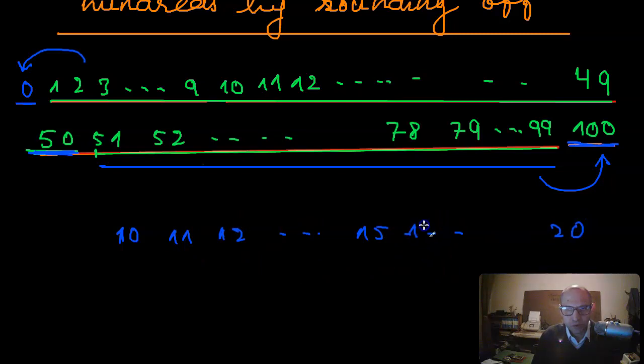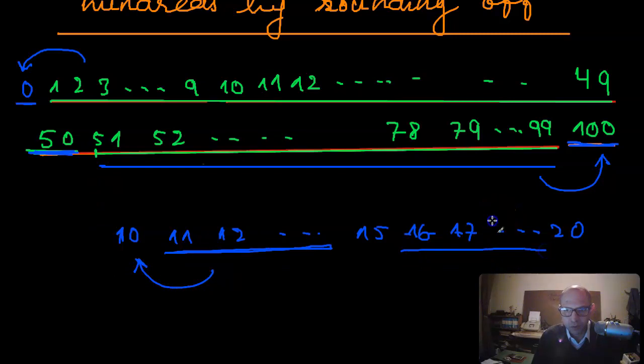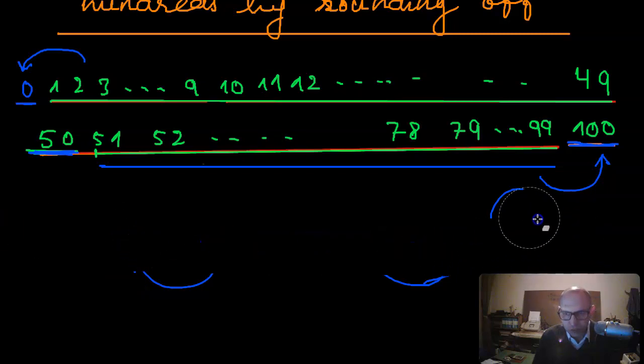So then, for example, you have 16, 17, and so on and so forth. All of these numbers are closer to 10, so they are rounded to 10. All of these numbers are closer to 20, so they are rounded to 20. 15 is equidistant from 10 and 20, and based on the convention that we talked about, it's rounded to the 20, right? So based on the same convention, we would round 50 to 100, right?